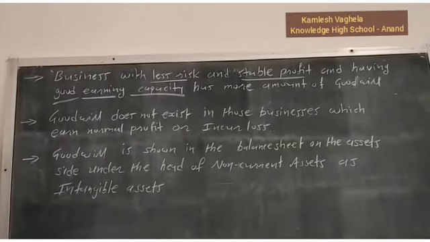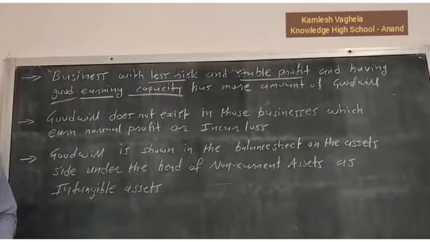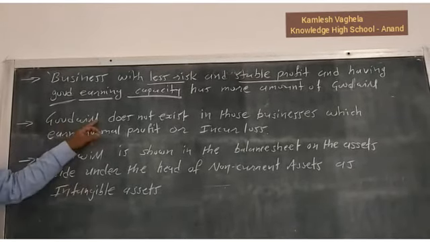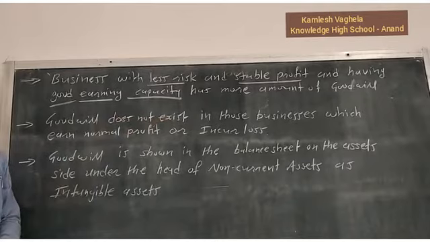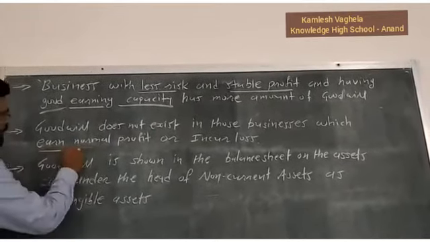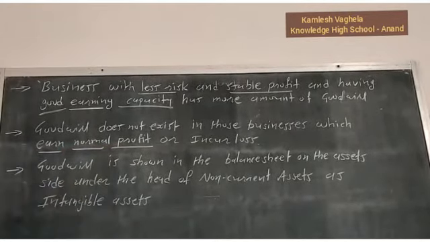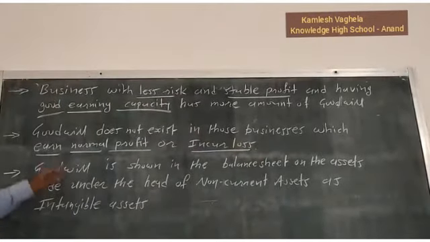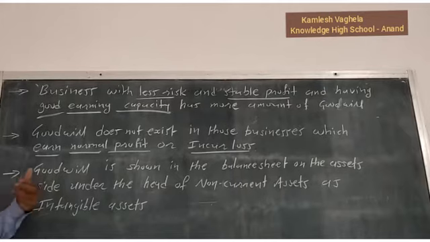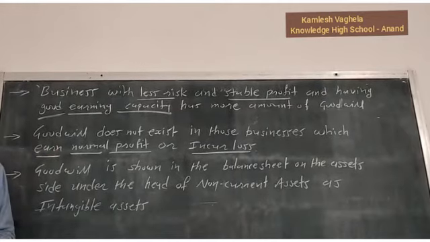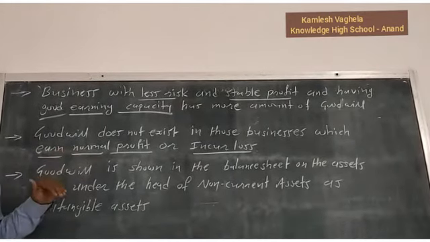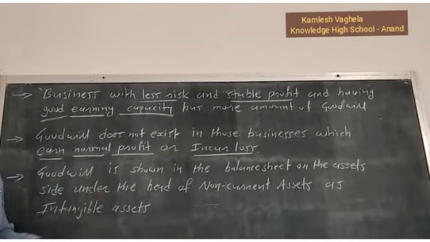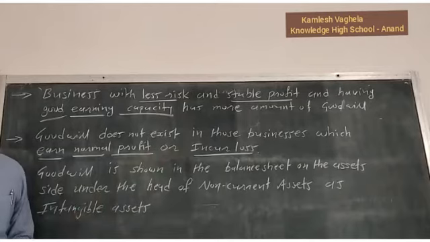Okay. And second, which firm does not have goodwill? So goodwill does not exist in those businesses which earn normal profit or incur loss. So which firm does not have goodwill? The firm which has normal profit. Normal means ज्यादा भी नहीं है और कम भी नहीं है, and incur loss means a business which is earning loss.